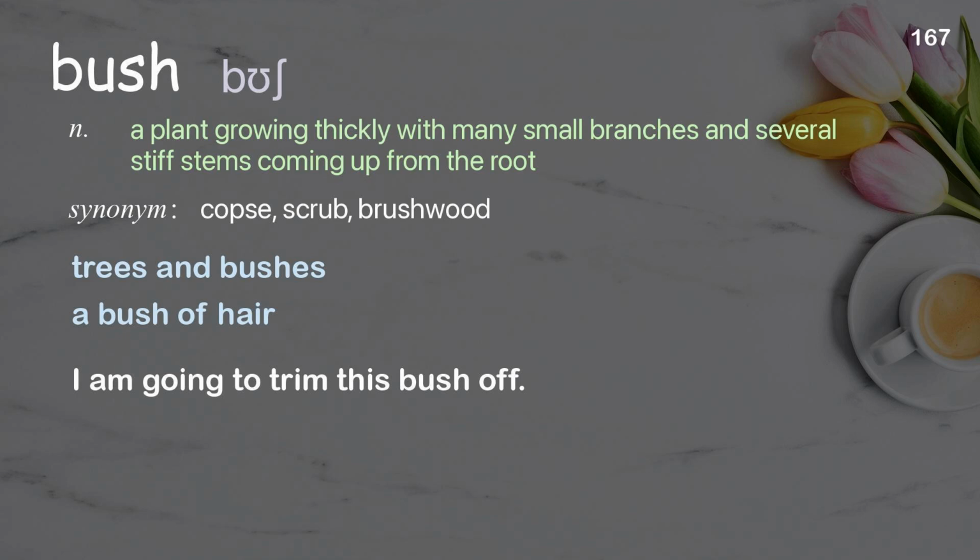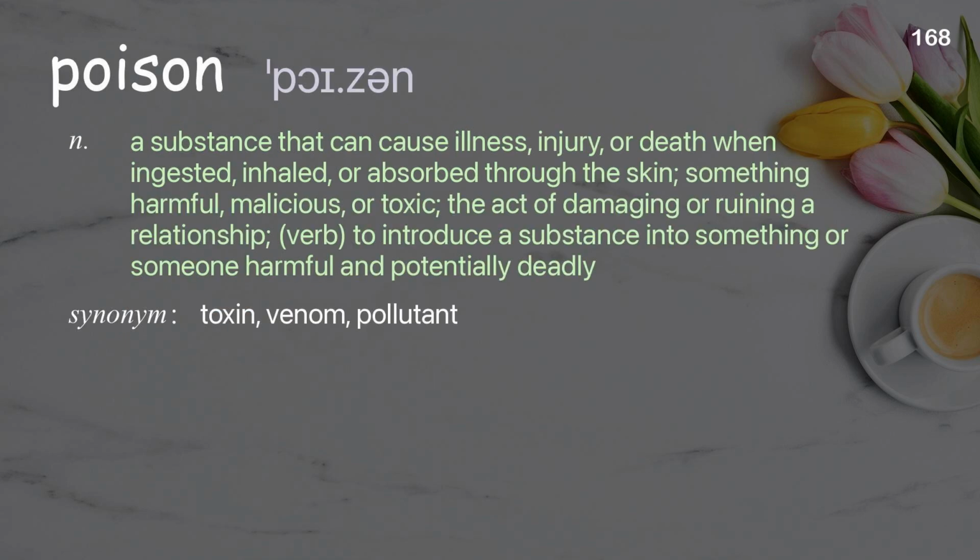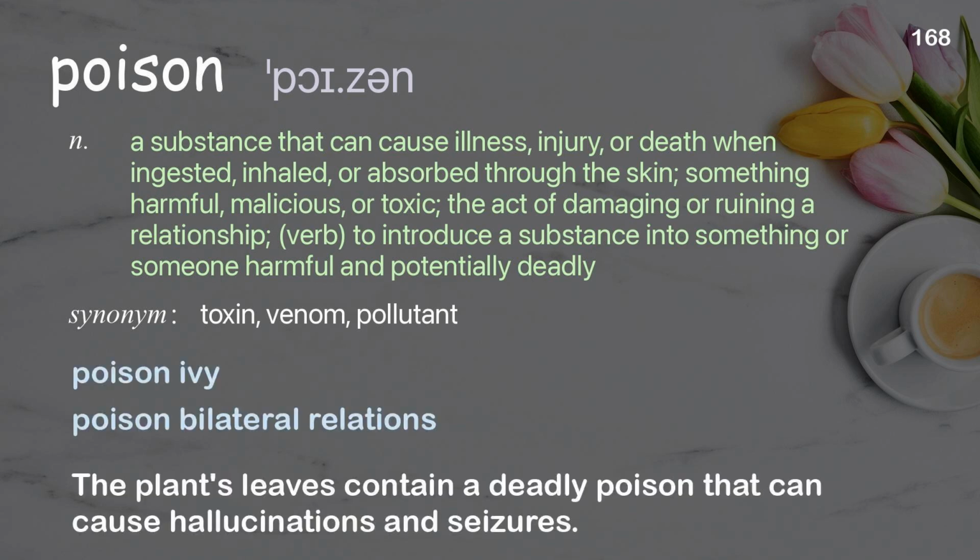Poison. A substance that can cause illness, injury, or death when ingested, inhaled, or absorbed through the skin, something harmful, malicious, or toxic, the act of damaging or ruining a relationship. Verb, to introduce a substance into something or someone harmful and potentially deadly. Examples: Poison ivy. Poison bilateral relations. The plant's leaves contain a deadly poison that can cause hallucinations and seizures.